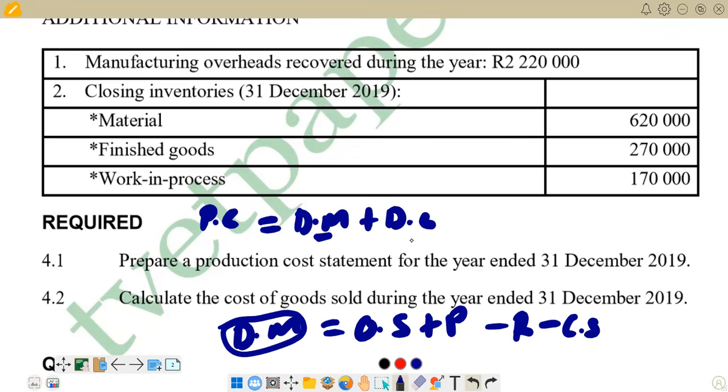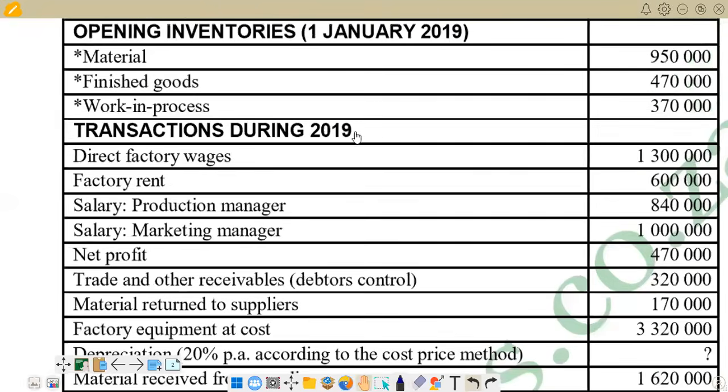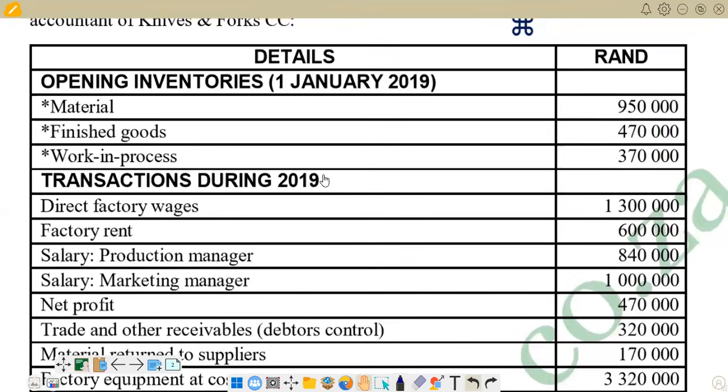Then we also add the direct labor that will be given in the question. Direct labor usually is a figure that comes as a straightforward figure. So that's what we are going to do at the beginning of this production cost statement. If you go up there, remember we said we are starting with opening inventory or opening stock of material. These are raw materials, remember. So here that's where we have got the information for material. We've got 950,000 representing the opening inventory or opening stock.